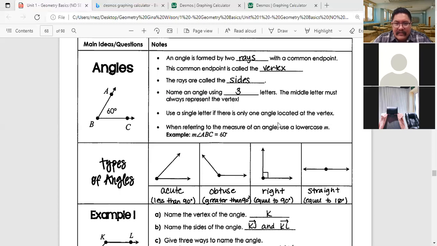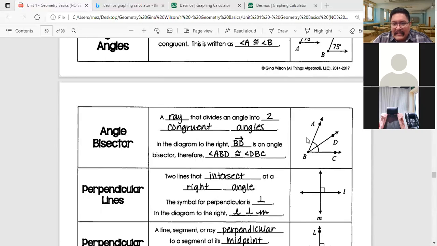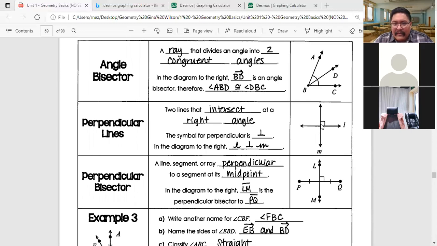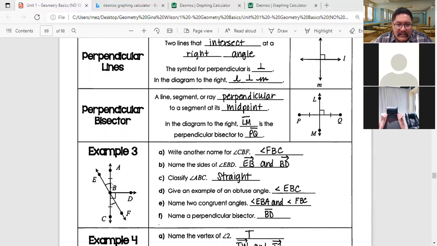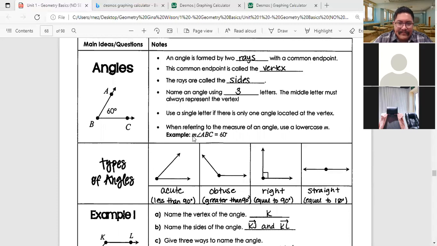Use a single letter if there is only one angle located at the vertex. In other words, we could call this angle B. But what it means by only one angle is, for instance, something like this. We can't call this angle B because there are 2 angles. On some of these shapes, you might have multiple angles. This one has 4 angles. This one has 1, 2, 3, 4, 5. You can't call it angle B because which of those 5 are you talking about? So that's why we have to use one letter.